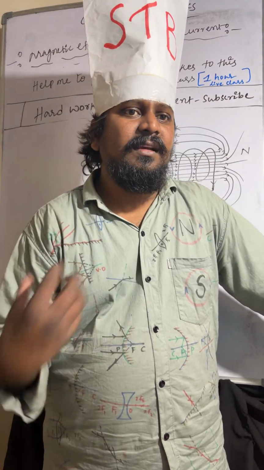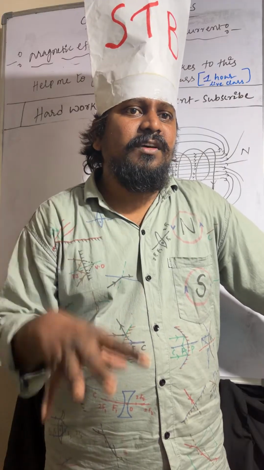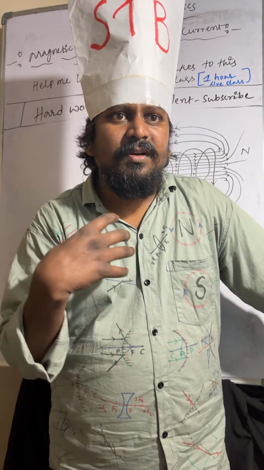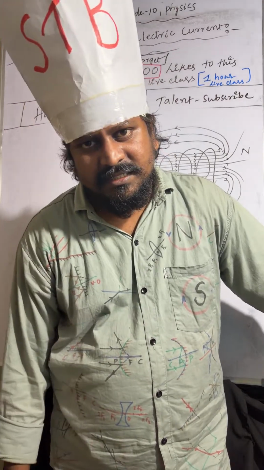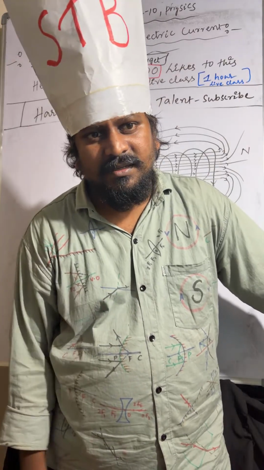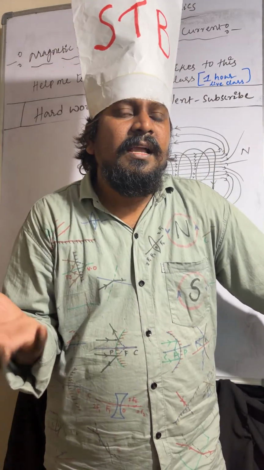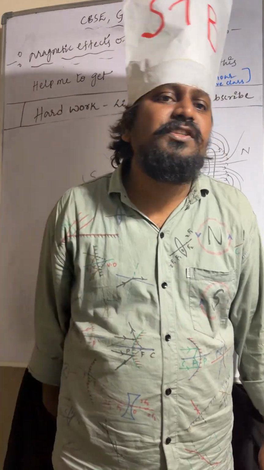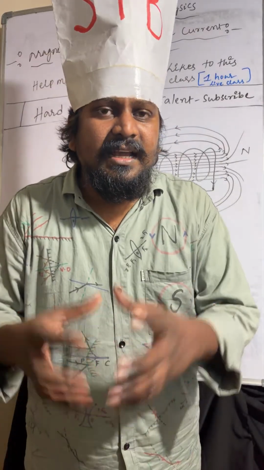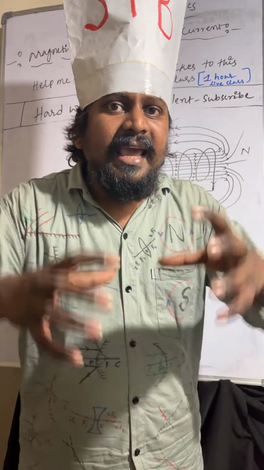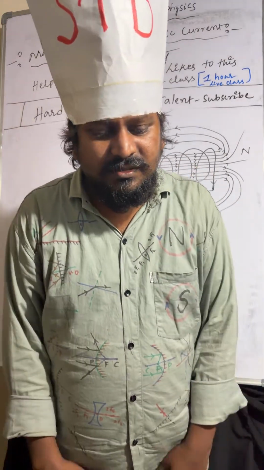Next we will discuss one more topic. The solenoid and bar magnet is completed. Now we will discuss a current carrying conductor placed in the external magnetic field. A current carrying conductor placed in the external magnetic field experiences a force.